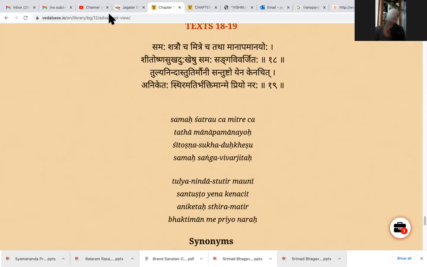Tulya ninda stutir mauni. Tulya ninda stutir mauni.